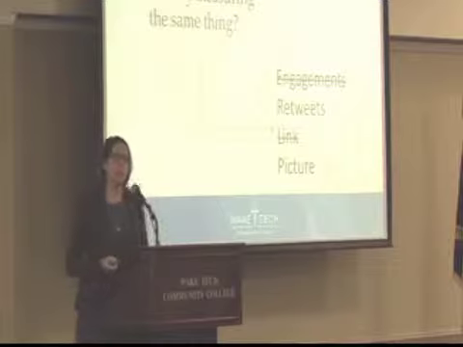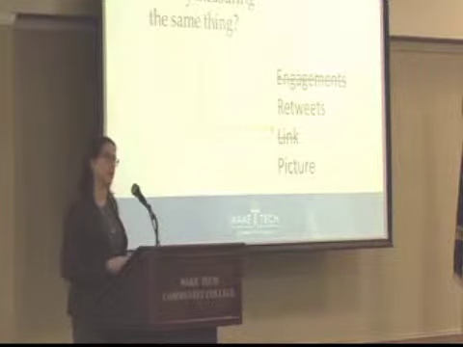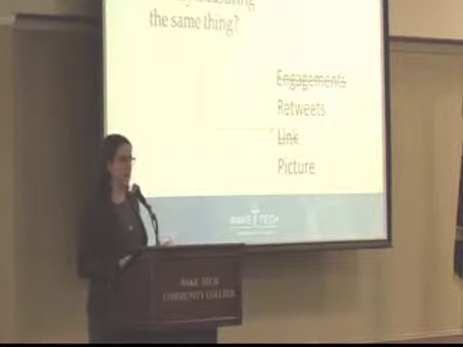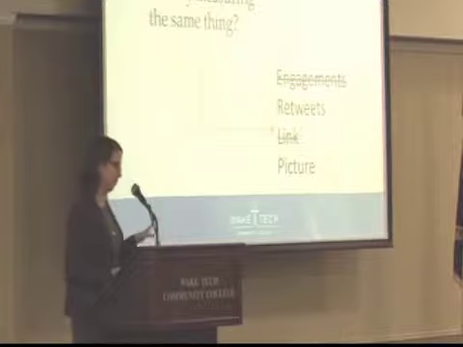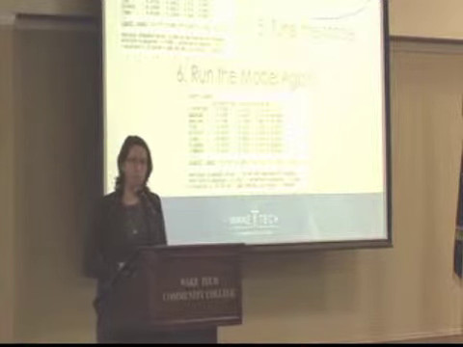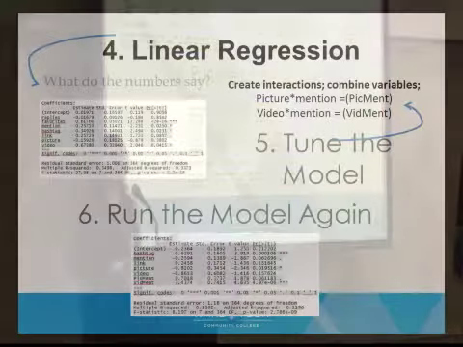The next thing I did was I ran a test for collinearity, and basically all this is saying is, are there any variables that I'm looking at that are essentially measuring the same thing, like just completely redundant information? And I got rid of those. And then I did a linear regression to find out what the numbers say.